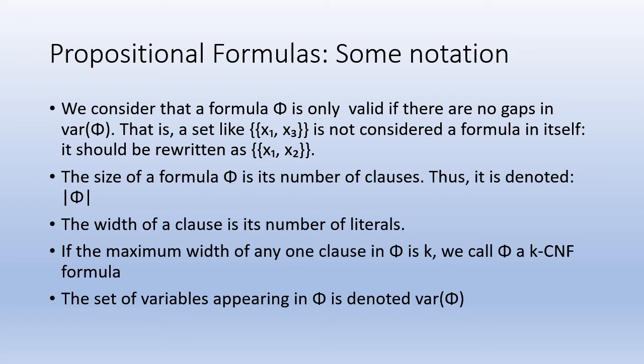The size of a formula phi is just its number of clauses. The width of a clause is again the number of literals it contains. If the maximum width of any one clause in phi is k, we call phi a k-CNF formula. So for example, if the maximum width of any one clause in phi is 2, we would say that phi is a 2-CNF formula. The set of variables appearing in phi is denoted as var of phi.